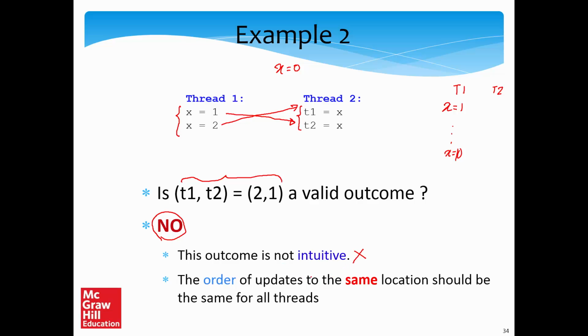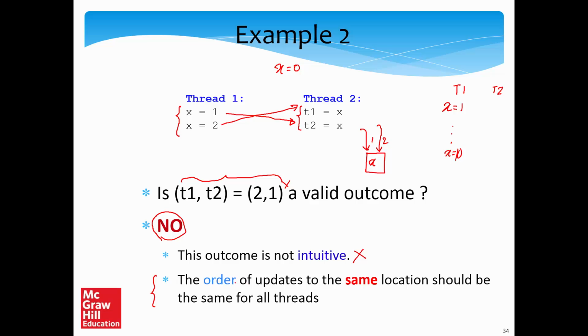So the order of updates to the same location should be the same for all threads. All threads should see that x equals 1. If I consider this location x, first 1 came to it. After that, 2 came to it. So since thread 1 is seeing this order, all the threads should see the same order. So what can we conclude from this example? We can conclude that this outcome is something we don't want to allow.